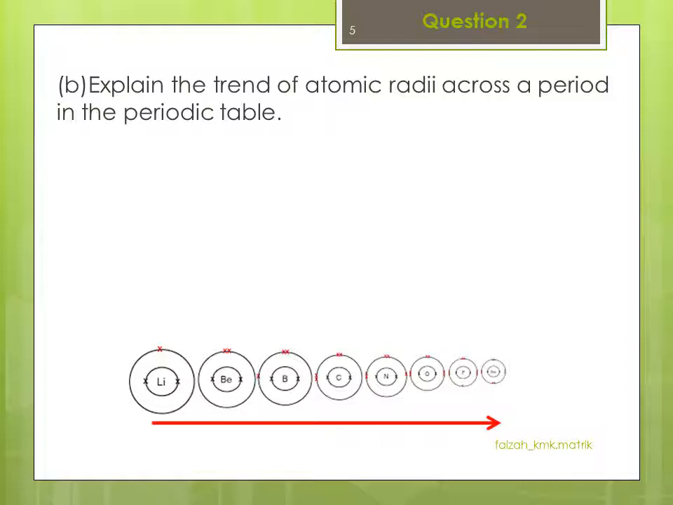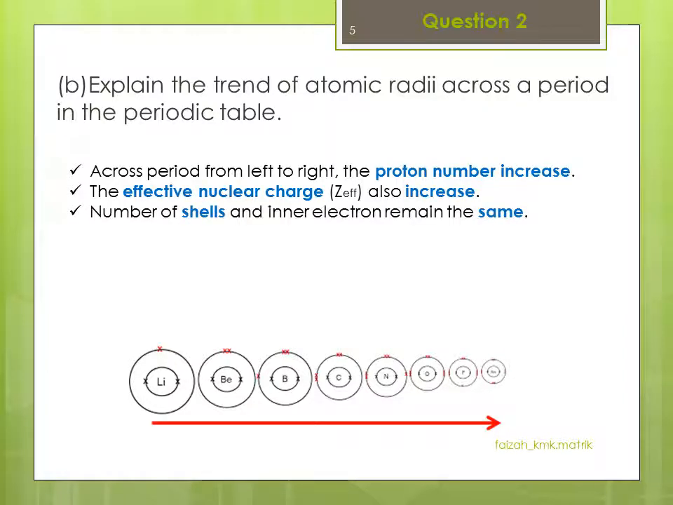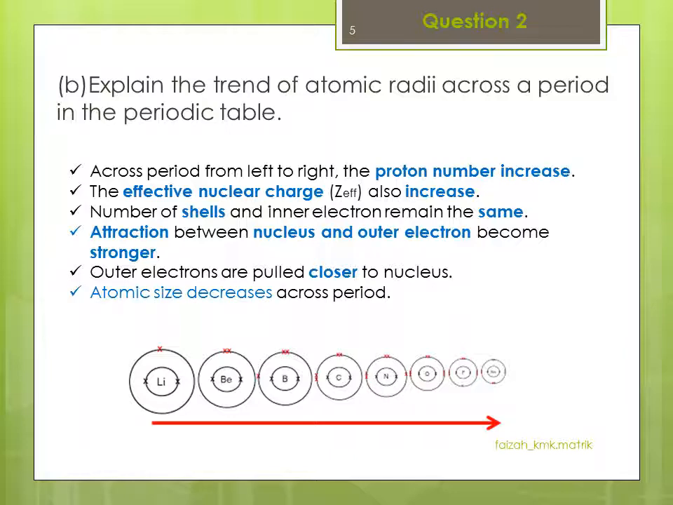Question 2b. Explain the trend of atomic radii across a period in the periodic table. First, across period from left to right, the proton number increases. Next, the effective nuclear charge ZF also increases. However, the number of shells and inner electrons remain the same. Next, attraction between nucleus and outer electron becomes stronger. Next, outer electrons are pulled closer to the nucleus. Finally, atomic size decreases across period.